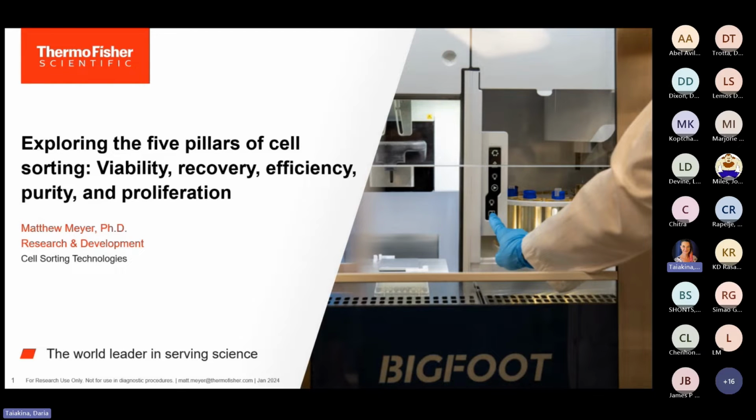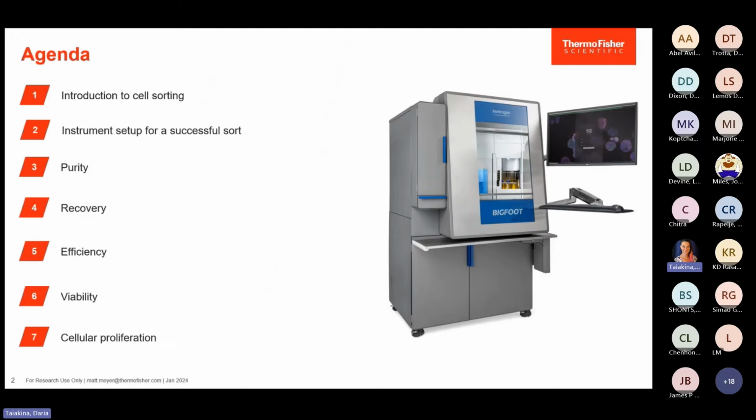There are many factors that go into gauging the success of a cell sort. In today's presentation, we're going to talk about the 5 pillars of cell sorting: viability, recovery, efficiency, purity, and proliferation. The agenda today is presented on this slide. We're first going to dive into a brief introduction into the cell sorting process, then we'll transition into the 5 pillars.